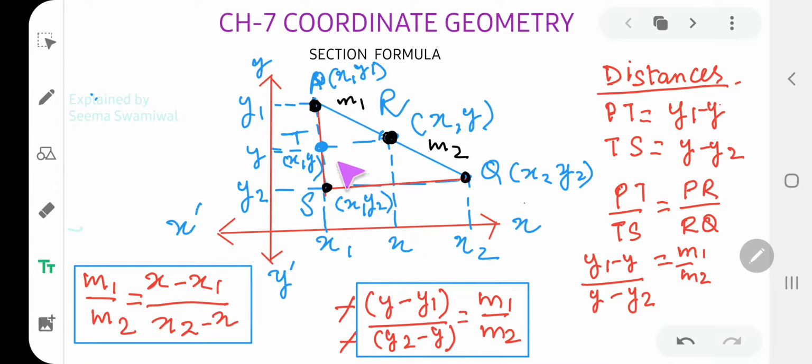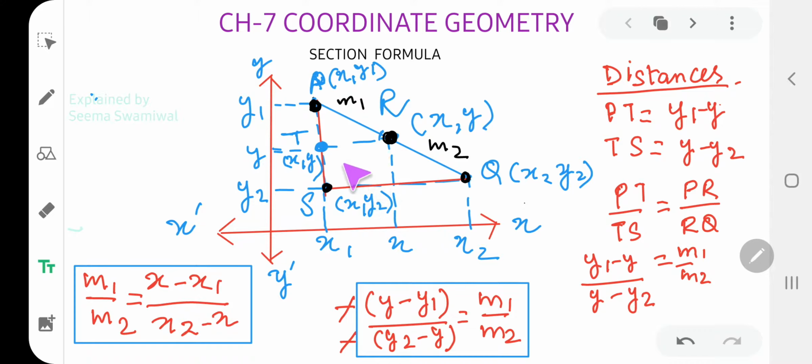Now children, we are given that the ratio in which the point R divides the line segment PQ is m1 is to m2. Then we need to find x and y in terms of x1, y1 and x2, y2. I think I am clear. I am repeating once again, children.